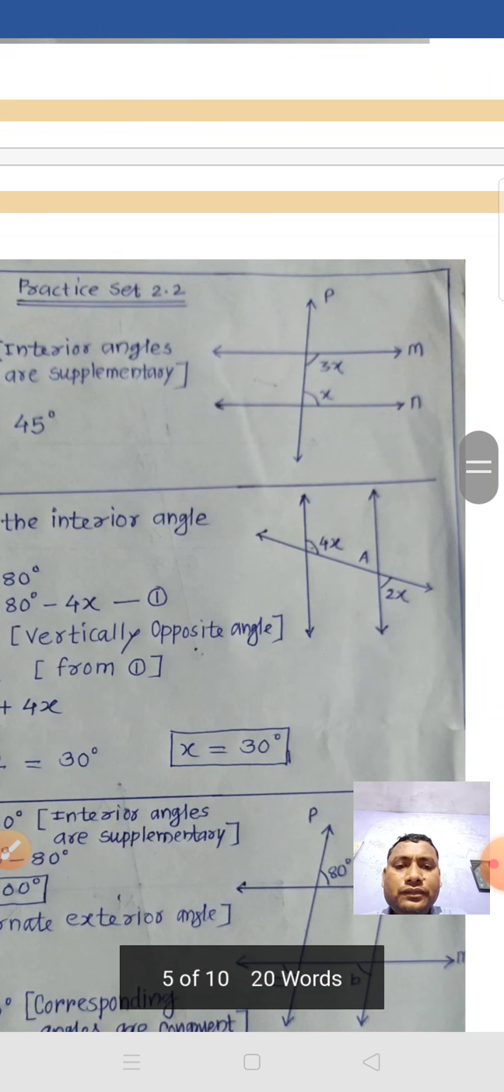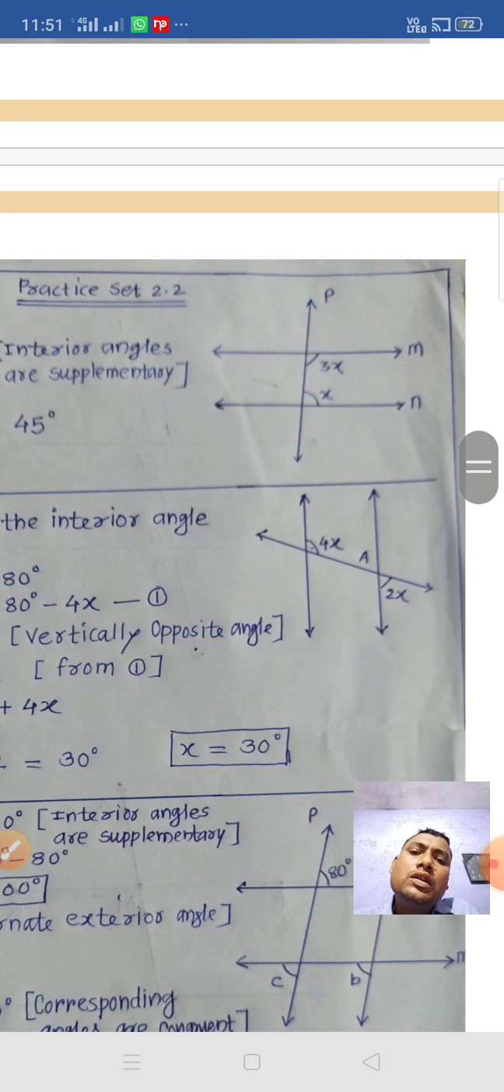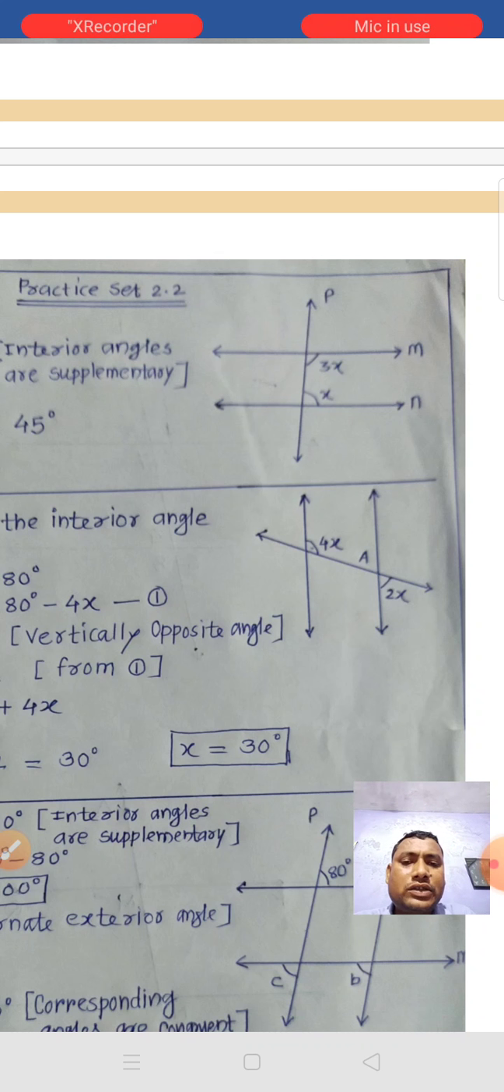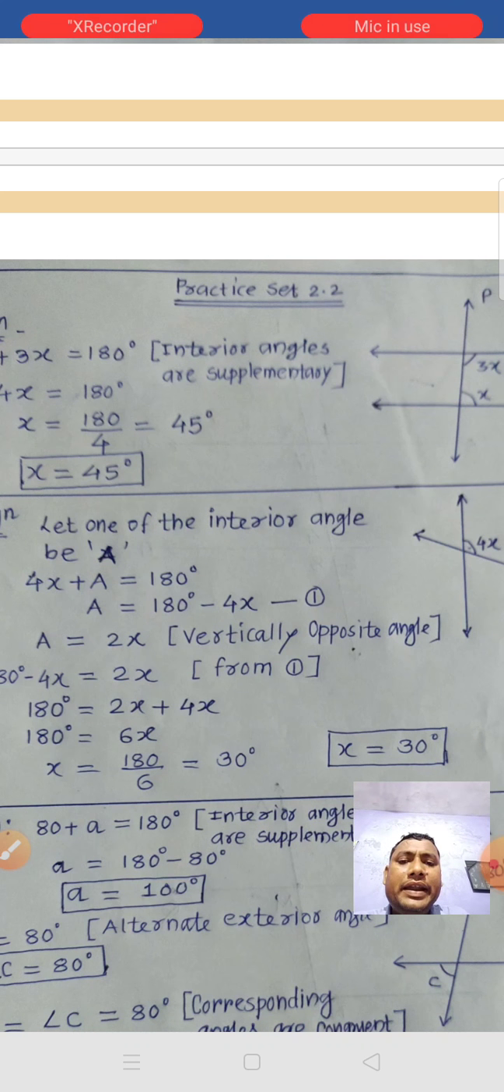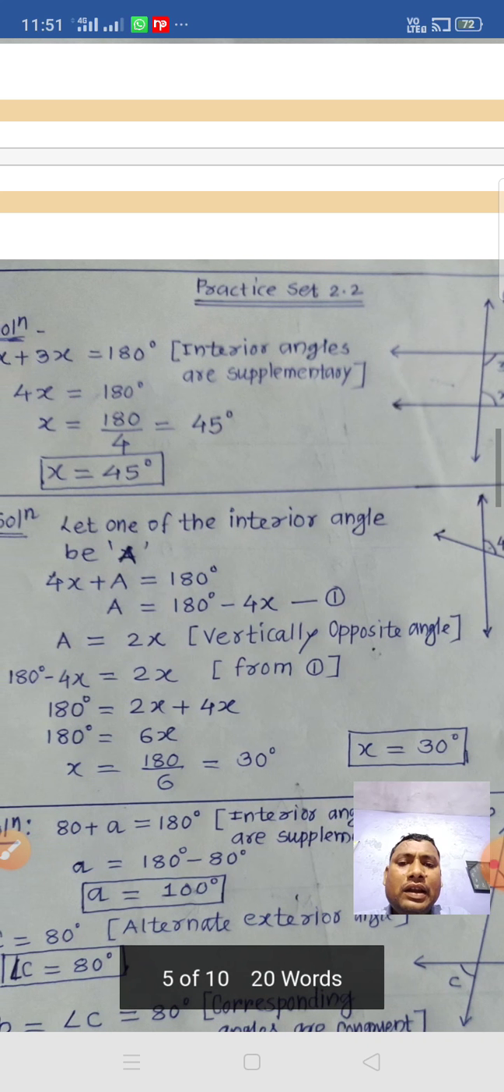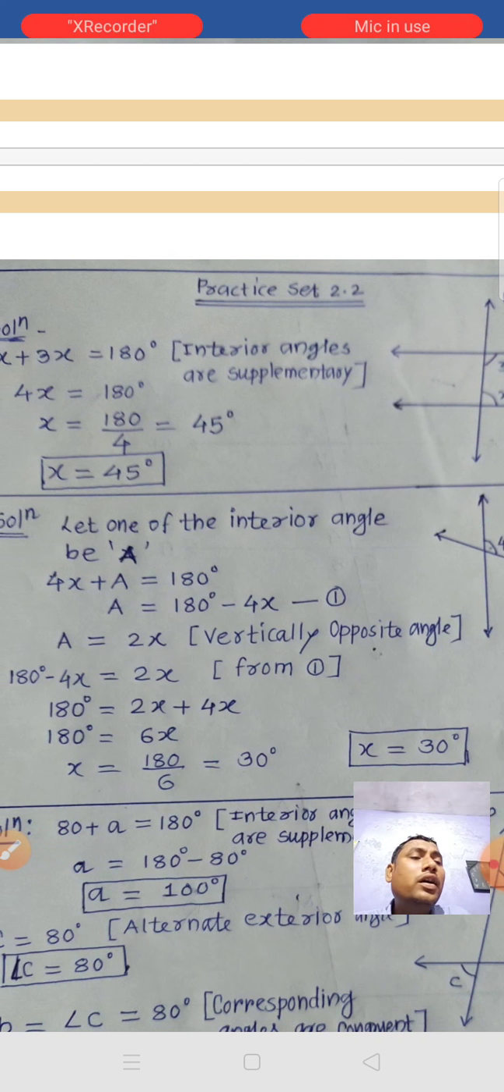Now see here, in the figure, the angles 4x and 2x are given. We have to consider one of the angles as A. Let one of the interior angles be A, meaning we consider this angle as A. Now we know the property of interior angles. So by this property we can say that 4x plus A equal to 180 degrees. Now shift the 4x to the right side. So we get A equal to 180 minus 4x. This is equation number 1.